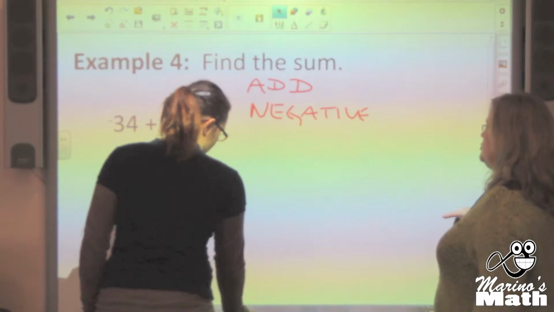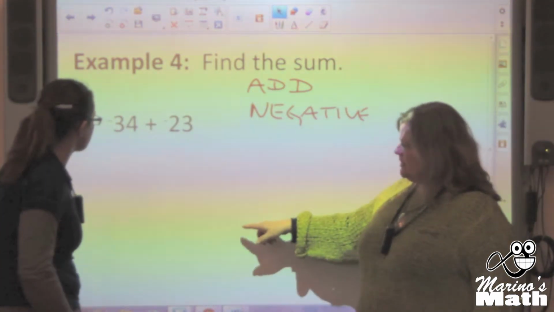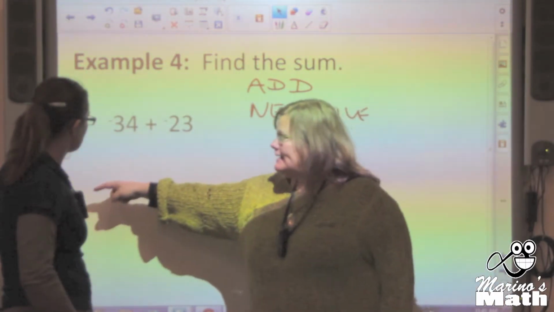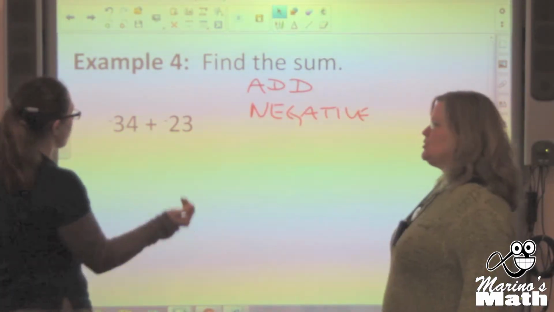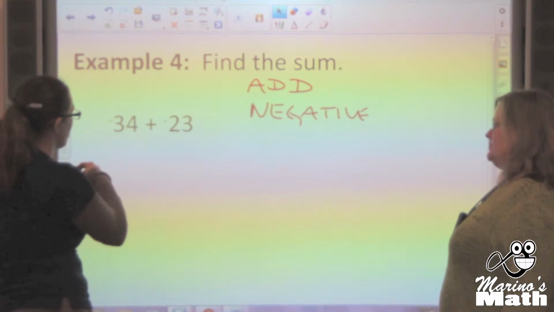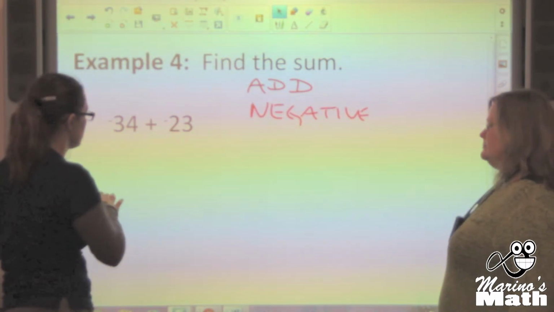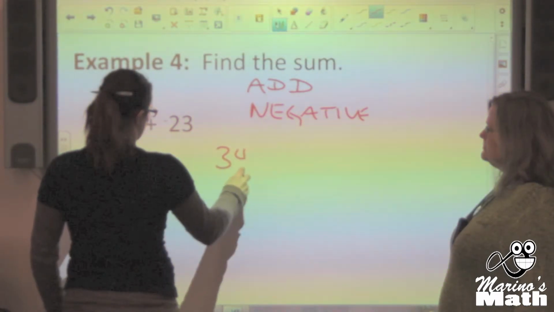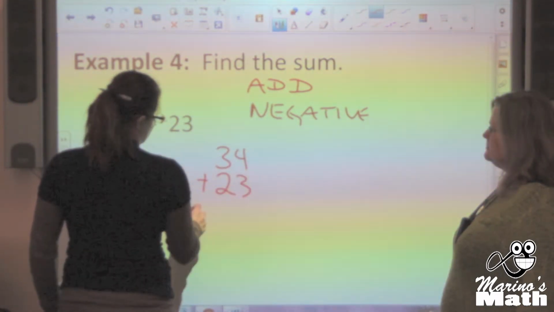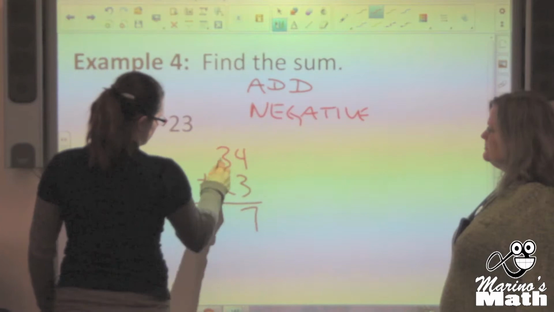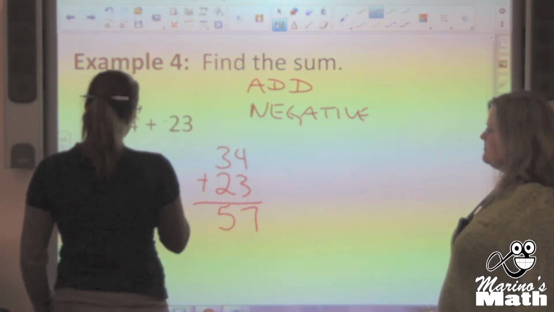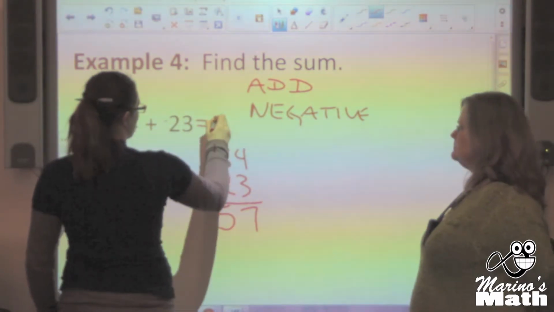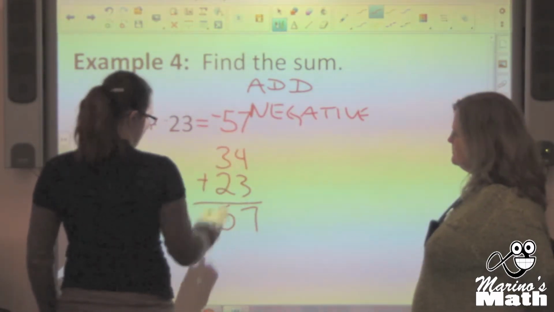Because if you can picture the number line in your head, if you started at negative 34 and then added on negative 23, you'd go even farther back toward the further negative, to the left, so your number is going to be even further to the left. So we can just take our numbers and add them together, and then because we started out with two negative numbers, we know that our final answer has to be negative 57.